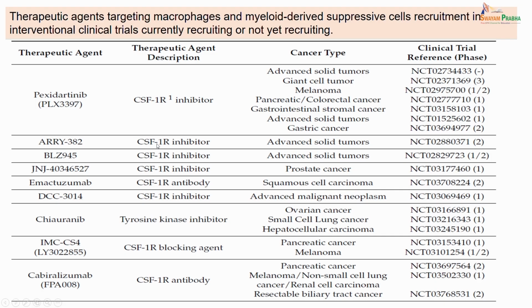Similarly, there are other types of CSF inhibitors which are in clinical trials for several advanced solid tumors. Similarly, you have the tyrosine kinase inhibitor, which is being studied in ovarian cancer, small cell lung cancer, hepatocellular carcinoma, and then you have this particular small molecule inhibitor which is being tried in pancreatic cancer and melanoma. So there are so many different types of therapeutic agents which are basically targeting the CSF1 receptor, the colony stimulating factor 1 receptor.